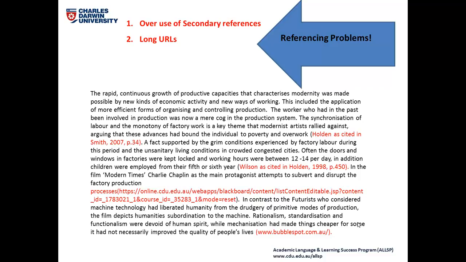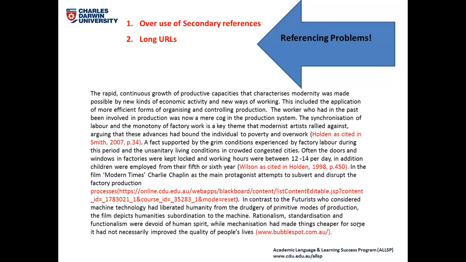If you're overly using secondary references, it suggests that you don't really understand it as well, and we're talking about Smith's paraphrase of Holden, Holden's paraphrase of Wilson. It's best to be able to paraphrase Wilson or Holden yourself to make sure that you haven't got a paraphrase of a paraphrase and it becomes quite circular.